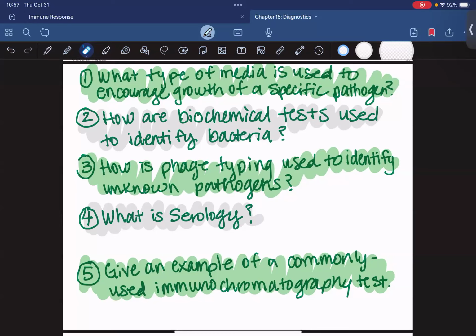Which question would you like from the list? Number 1, all right, what type of media is used to encourage the growth of specific pathogens? What's the term for that? Yep, exactly right. So that is a point for Foxtrot. So 1 for Foxtrot.